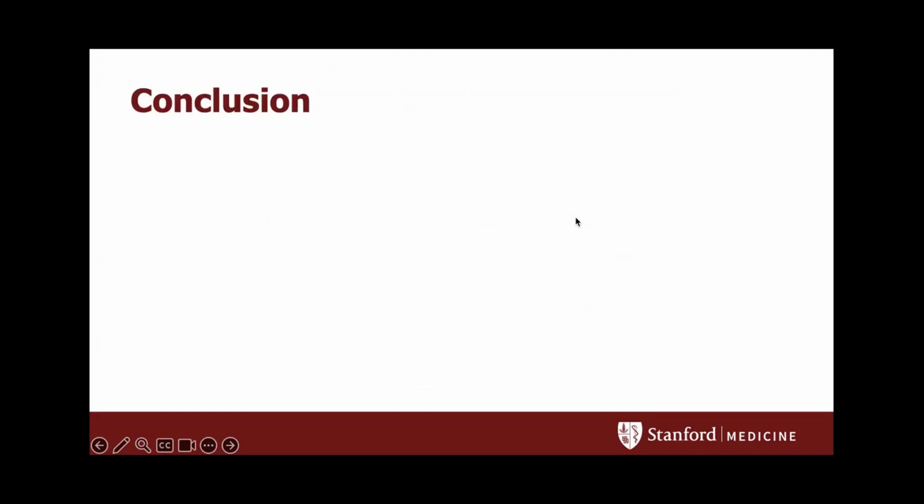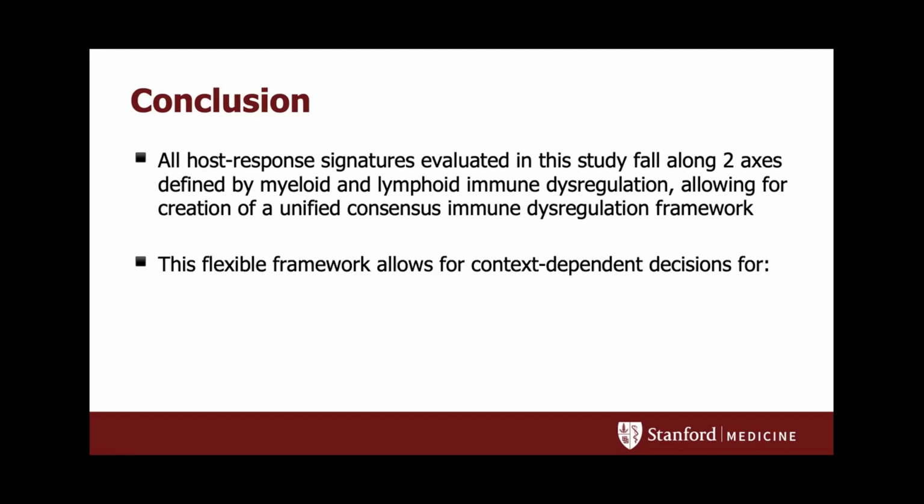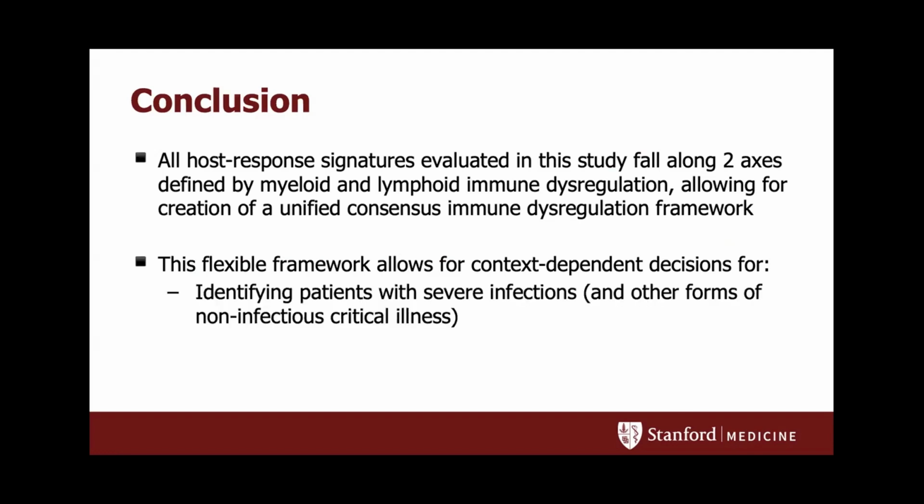So in conclusion, I hopefully have convinced you all that all host response signatures that were evaluated in this study follow along essentially two axes defined by myeloid and lymphoid immune dysregulation, which allowed for the creation of a unified consensus immune dysregulation framework. And this flexible framework allows for context-dependent decisions for identifying patients with severe infections and other forms of non-infectious critical illness, and then reducing heterogeneity of treatment effect with hope that in the very near term, we can start to translate this immediately to clinic with things like the Myrna device.